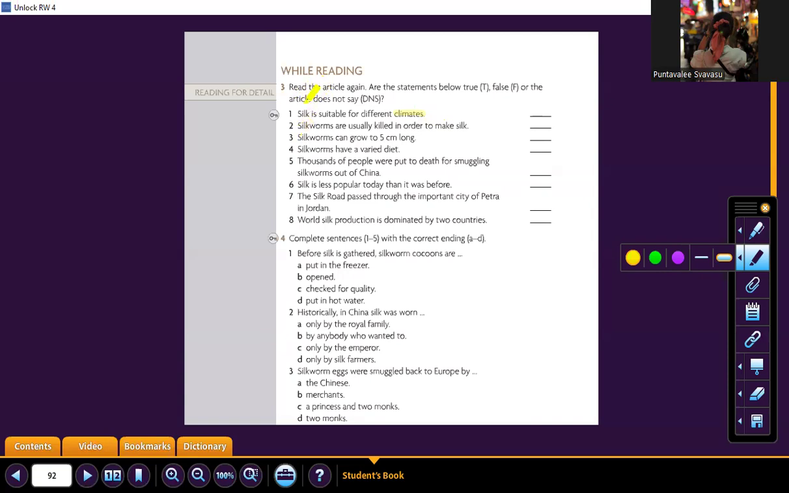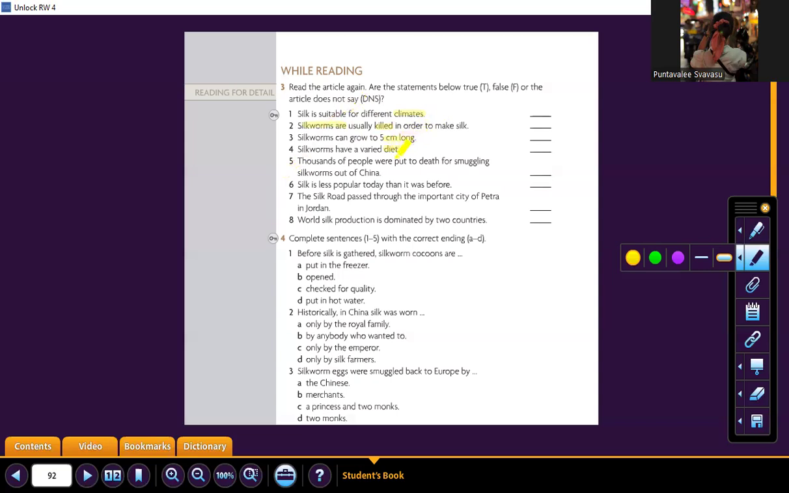The second one, I would say, is silkworm here. It's kind of like the keywords. And what helps you is that in order to make silk, you will know that it talks about the production process, and then kiln. Number 3, again silkworm, and then grow 5 centimeter long. It seems to be easier when you get the number because it stands out with numbers.